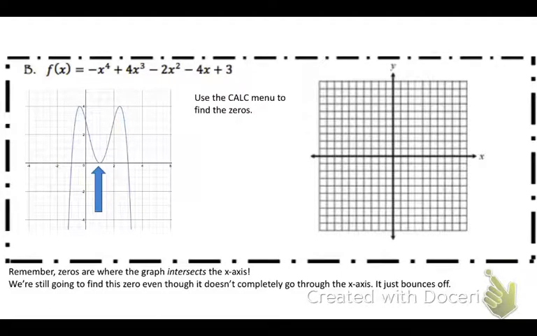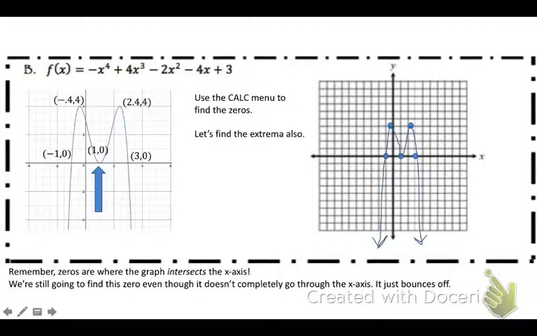Okay? So we're going to use the calc menu again to find them. So that's -1, 0, 1, 0, and 3, 0. So we can graph those. And then we can find our extrema. So we can find those maximums. So that's -0.44 and 2.44. So we can graph those 2 points. And then we can graph our graph.